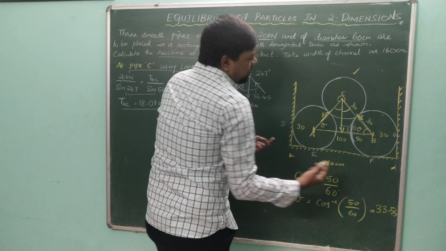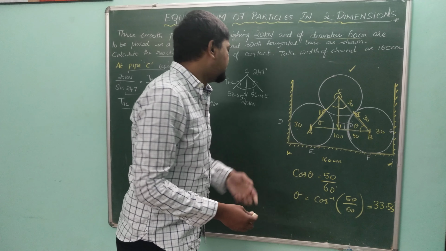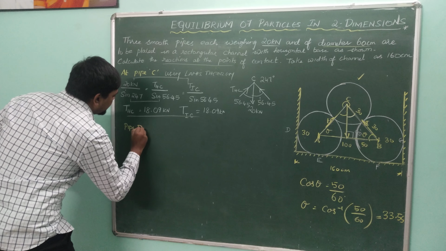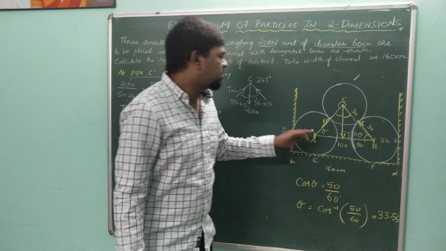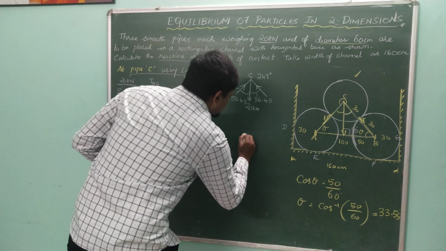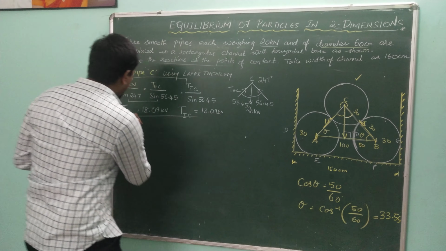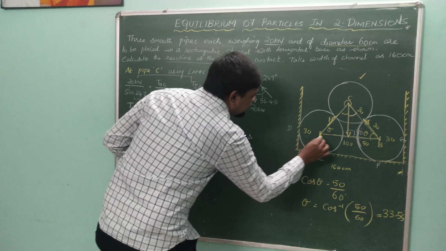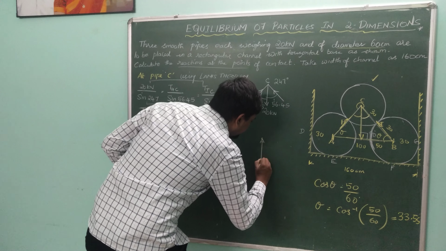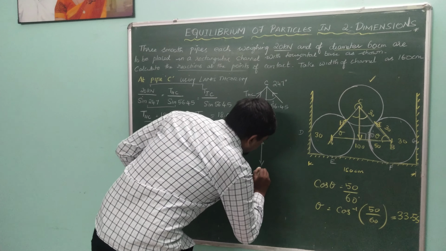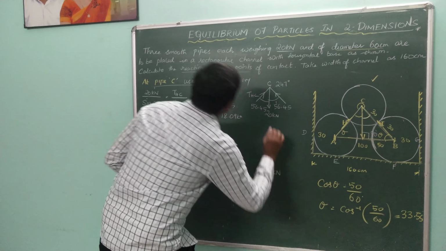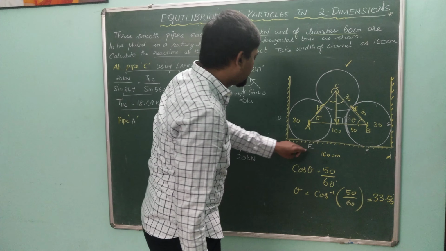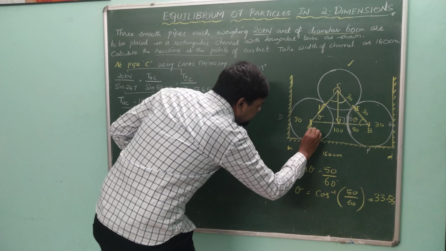Now coming to any one pipe, we can choose. I will choose pipe D. So let me draw the free body diagram for this. Sorry, this is pipe A, not B. Pipe A. So the sulfate is going to act vertically downwards, that is 20 kilonewton, which is given in the question. Then here it is having a reaction, so it is going to act vertically upwards.